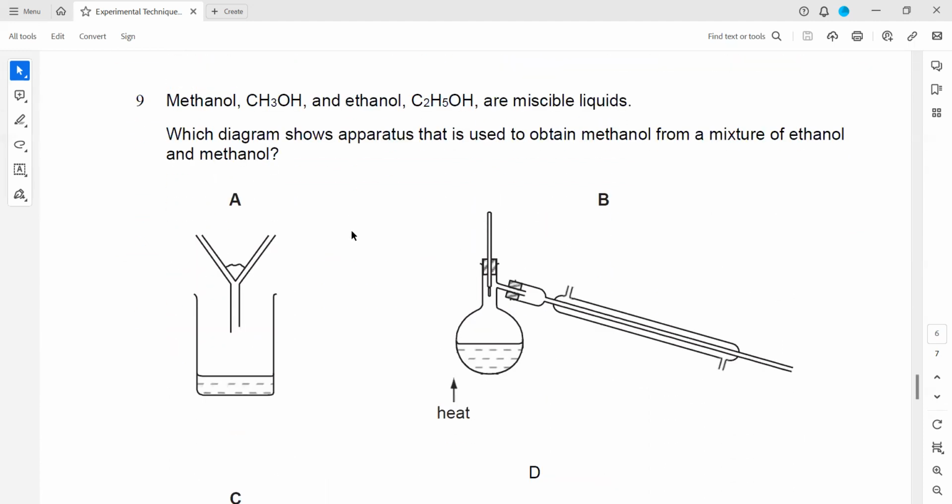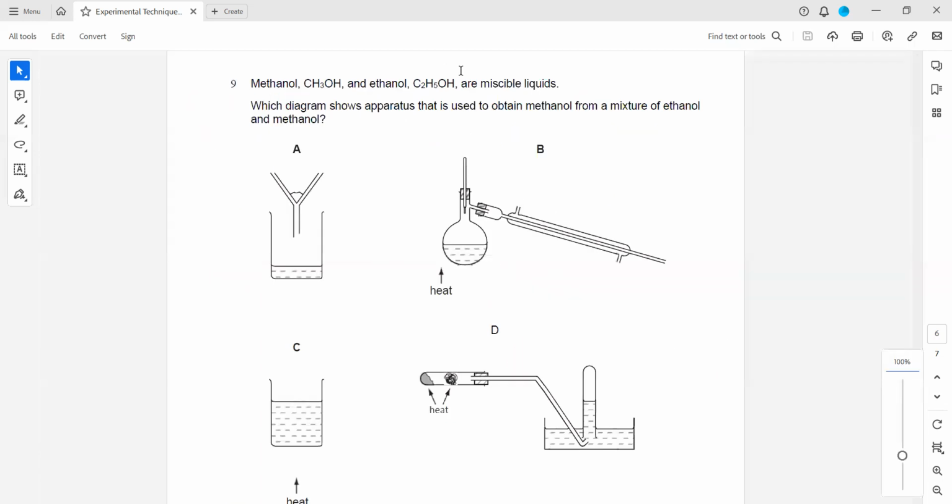In question 9, methanol and ethanol are miscible liquids. If we have miscible liquids, which technique do we use? We use fractional distillation. So which one is representing fractional distillation? This one is representing fractional distillation. A is filtration, C is evaporation, and D is not a separation technique. It is just a chemical process which is called cracking.